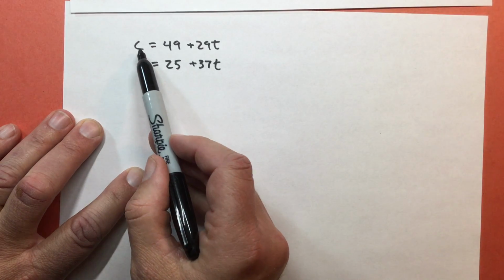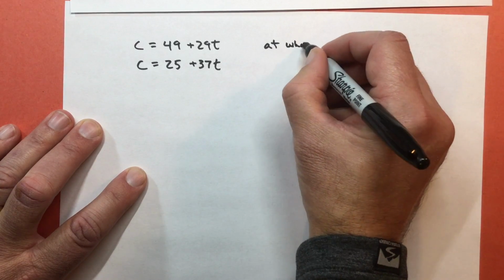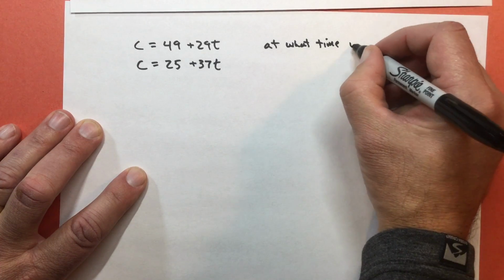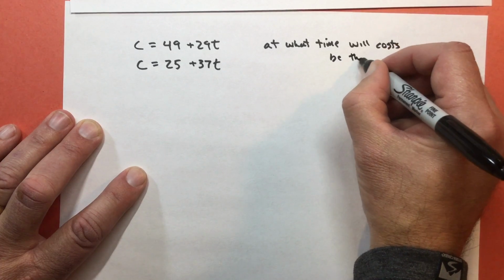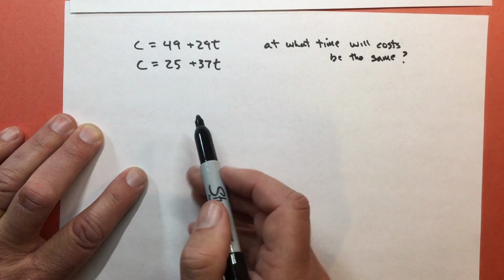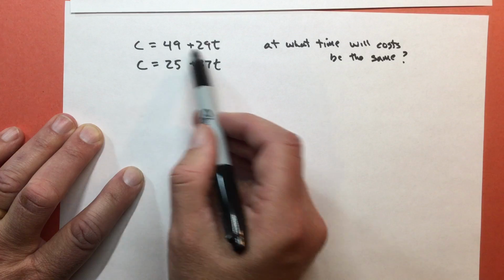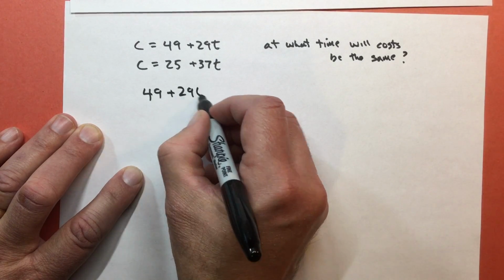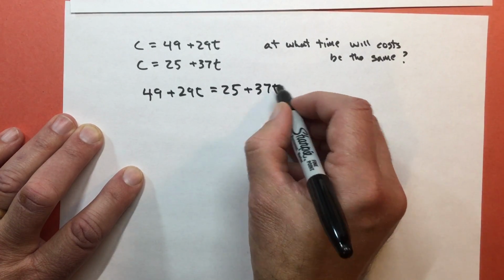Now, I want to figure out at what time, starting out the same, will the cost be the same? Question mark. So these two costs, let's set them equal to each other. That means that these two expressions have to be equal to each other. So 49 plus 29T has to be equal to 25 plus 37T.